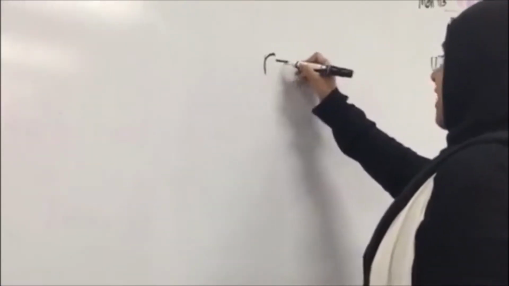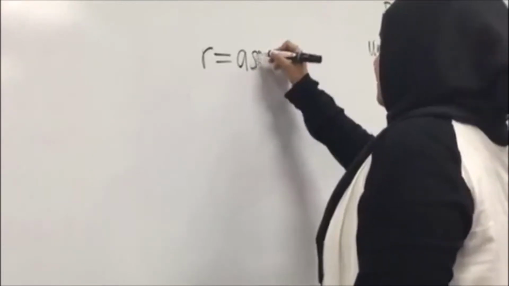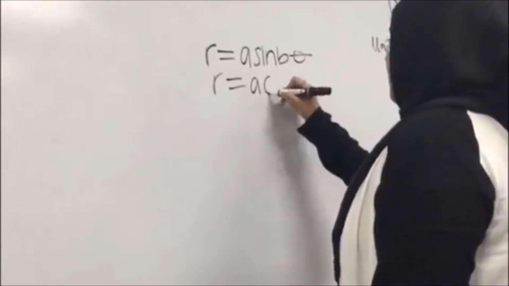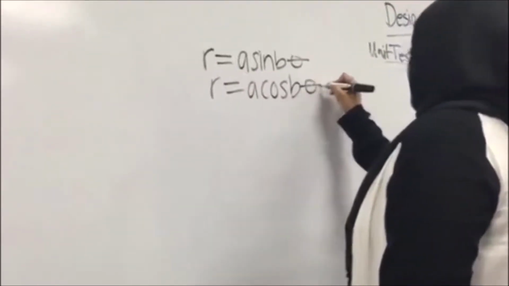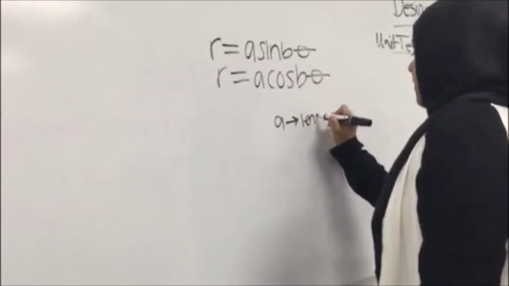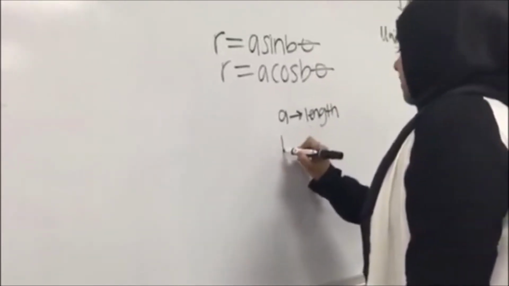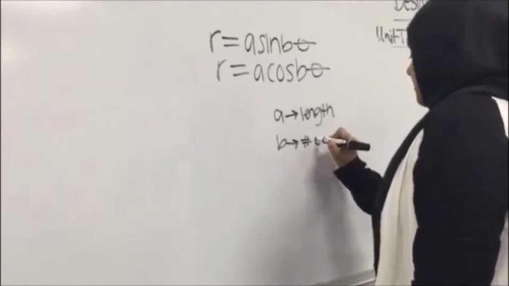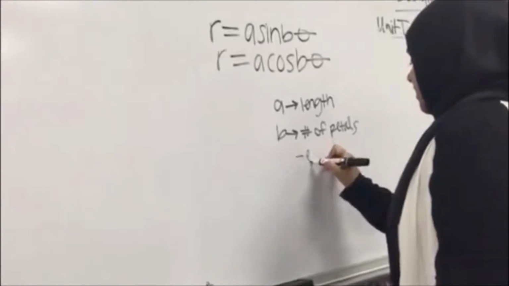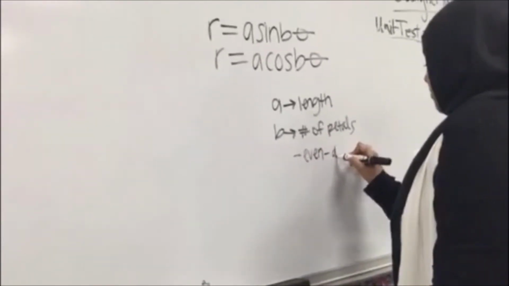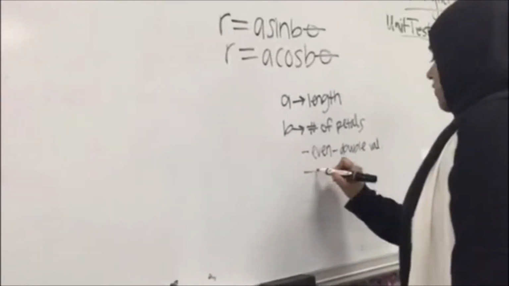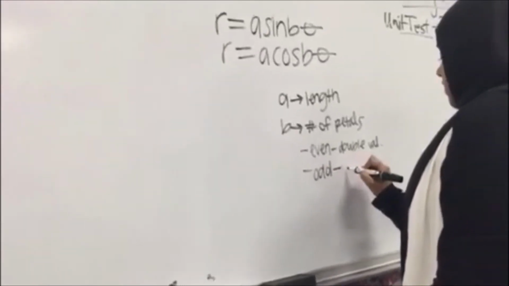The basic equation for a flower is R equals A sine B theta and R equals A cosine B theta. So the basic rule is A determines the length of the petal and B determines the number of petals. Now, if B is even, you double the value of B to get the number of petals. And if it's odd, the value of B stays the same.